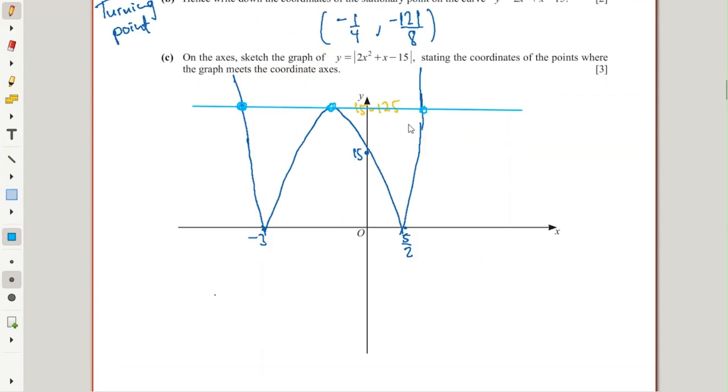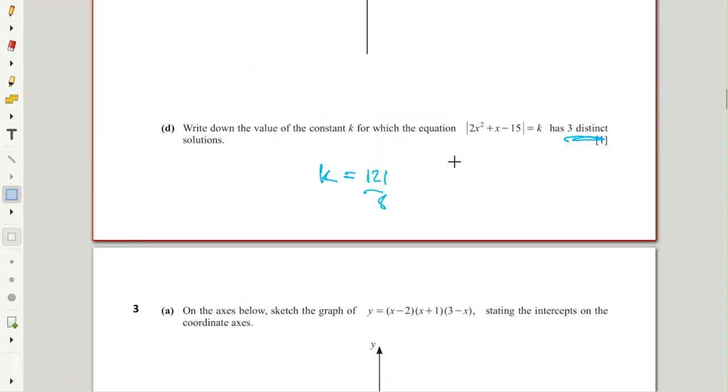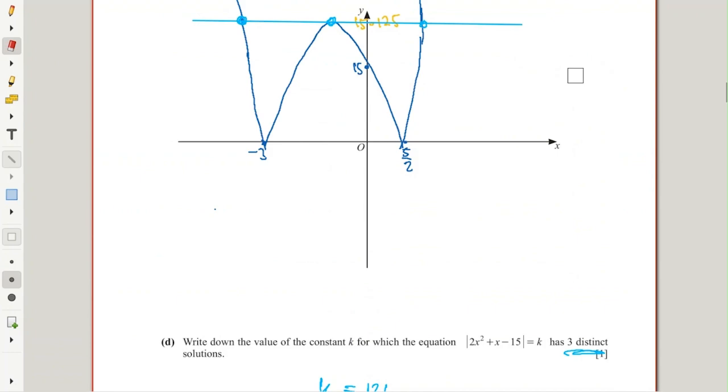All right. So always when the horizontal line is on the turning point like that, that's when you're going to have three distinct roots. Mind you, it's just the y coordinate that you need. So k is equal to the y coordinate, which is 15.125. Or you can just write this. Don't write the two of them for me. Just choose one. All right. So I'm going to choose this one. So that's it.